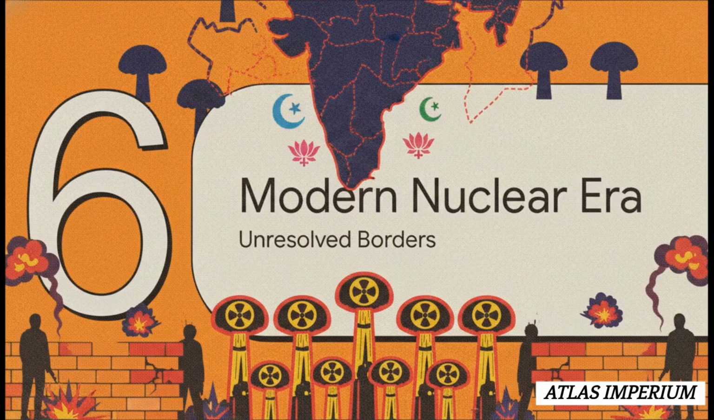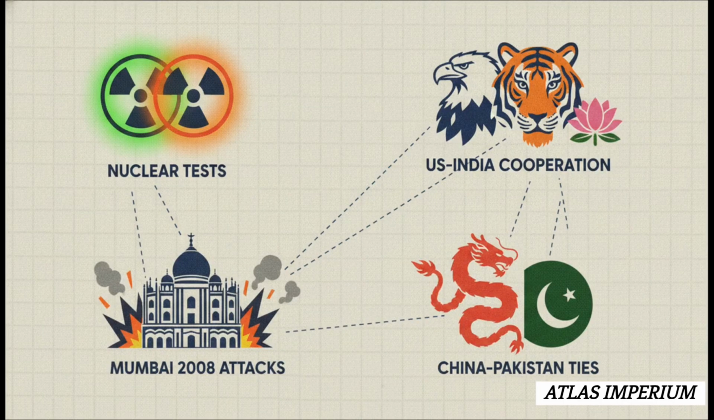Chapter 6. The Modern Nuclear Era. Terrorism and Unresolved Borders. So the crucial point here is how all these historical threads knot together in the 21st century. Late in the 20th century, both India and Pakistan conducted further nuclear tests, which drew severe international sanctions. Fast forward past the September 11 attacks, and we see the United States and India moving closer to cooperate against regional terrorism. Yet, devastating terror attacks, like the ones in Mumbai in 2008, still occurred.